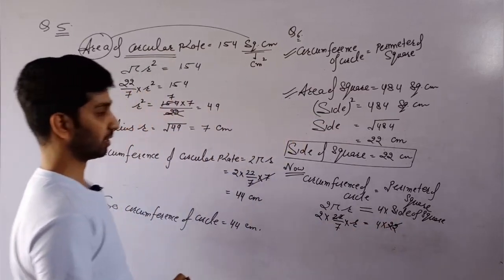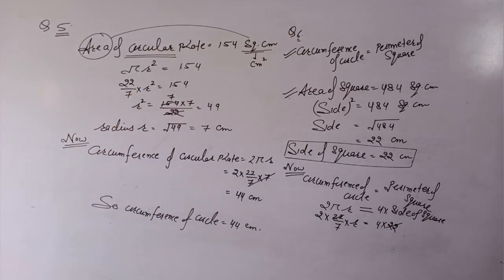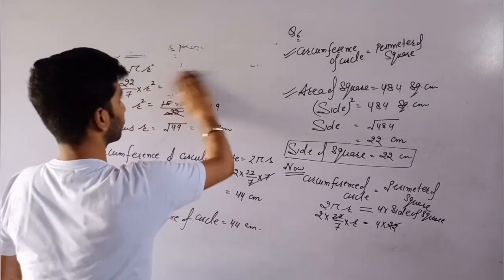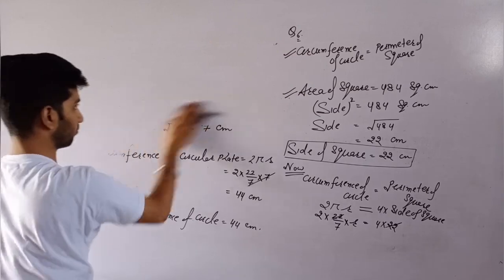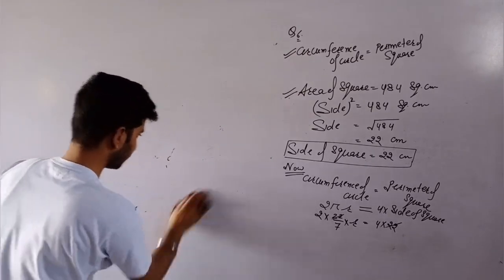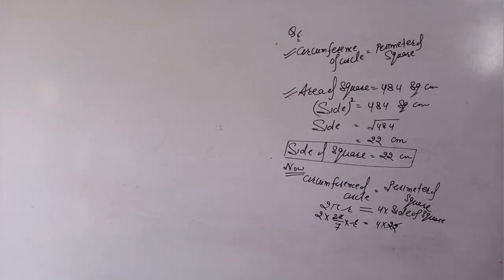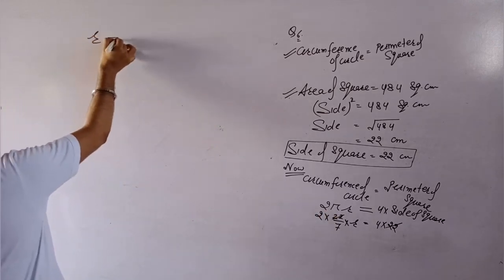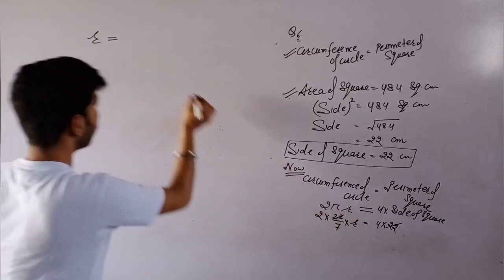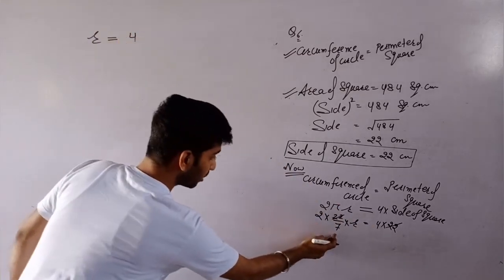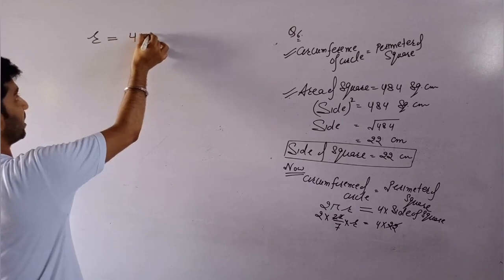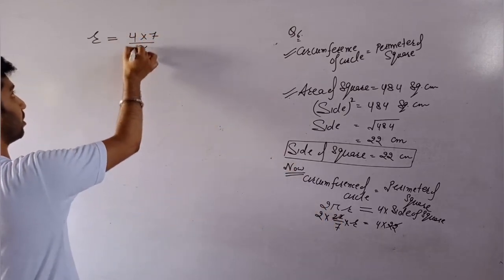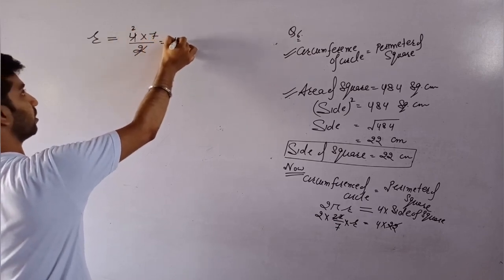22 cancelled by 22. Now we will solve this and find the value of r. By solving this we will get that r is equal to 4 times 7 divided by 2. 7 is in divide of r, so by transposing it will be in multiply, and 2 is in multiply, so by transposing it will be in divide. 2 to the 4, 7 to the 14.